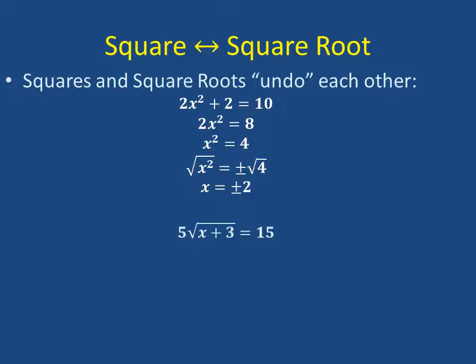Here we have a square root problem. Once again, we want to isolate the radical first. We want the square root of x plus 3 by itself. So we'll divide both sides, in this case, by 5. And then we'll go ahead and square both sides. And we see that we have x plus 3 equals 9. To get x by itself and solve for x, we'll simply subtract 3 from both sides, and we see that x equals 6.